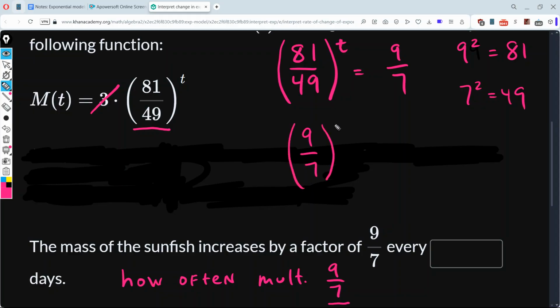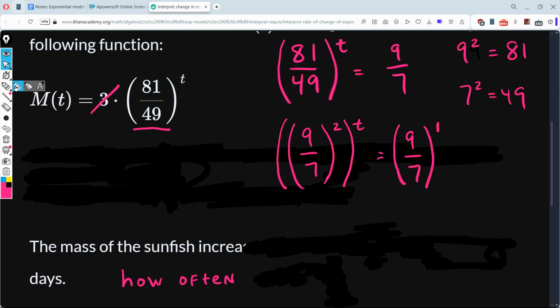That whole thing squared. When you square a fraction, that squared gets applied to both the numerator and denominator. 9 squared is 81. 7 squared is 49. So we're good there. This replaces 81 over 49, and that also is raised to the power of t. And that's going to equal 9/7. And basically, 9/7 is the same as 9/7 to the first power.